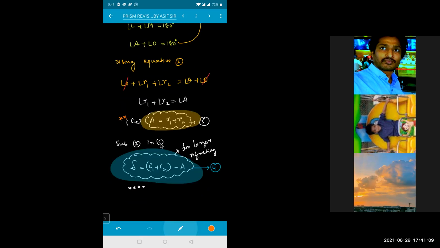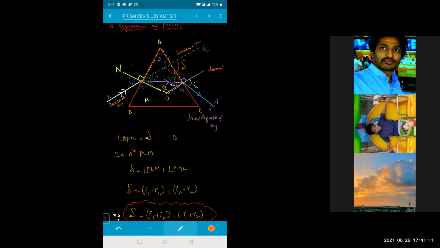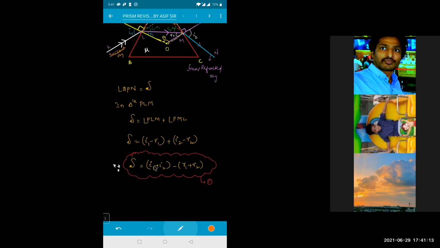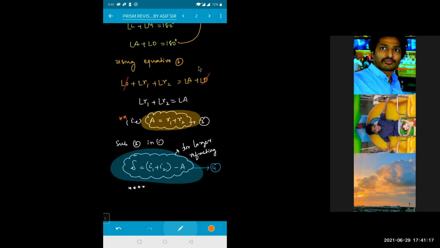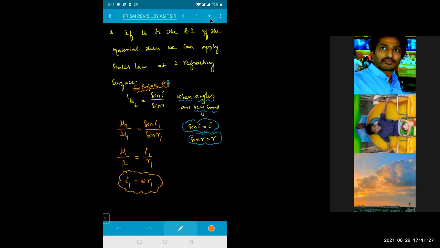Now substituting this equation 3 in equation number 1. This is equation number 1 that we have got. In place of R1 plus R2, we get I1 plus I2 minus R1 plus R2. This R1 plus R2, I can take as A. So the deviation will be equal to I1 plus I2 minus A. This is your deviation formula. Okay, is it clear? Next one.